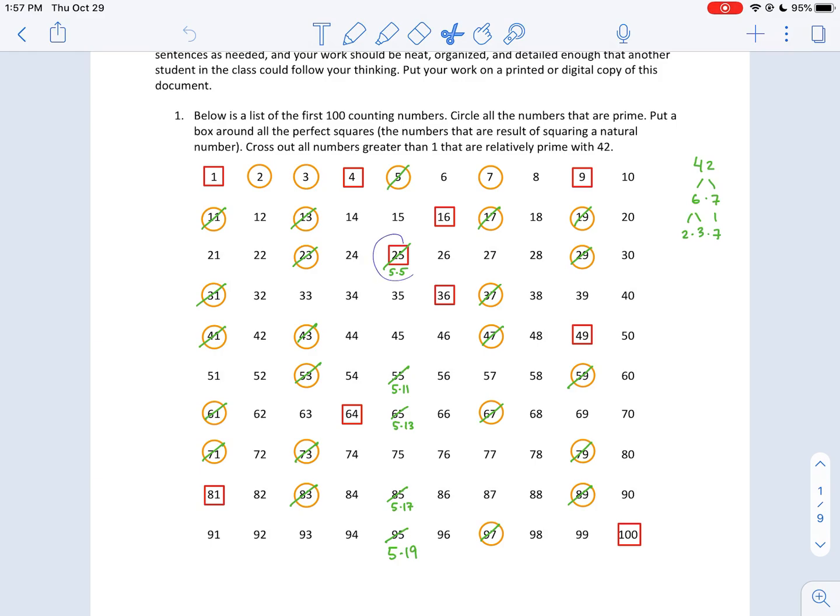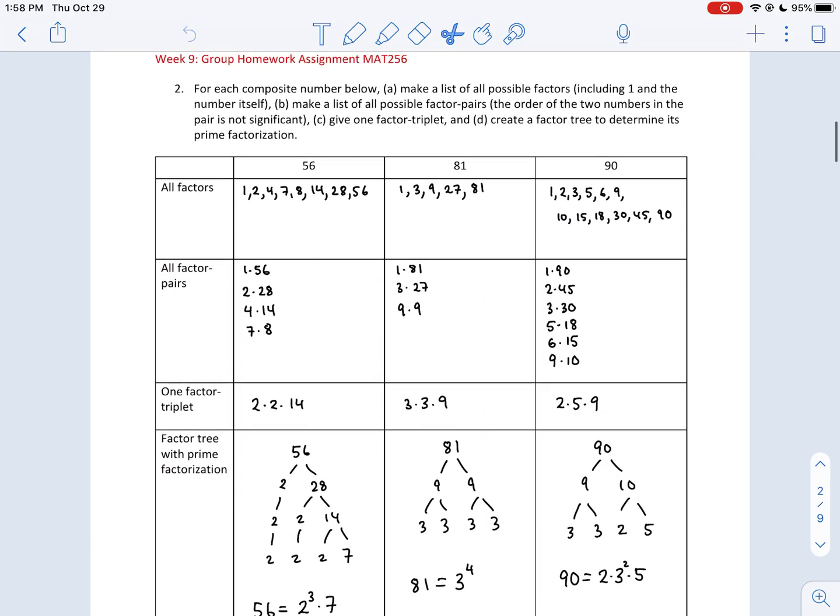The only other numbers that really get crossed out are this perfect square, 25, because its factors are 5 and 5, and there's no 2, 3, or 7 there. And then these numbers, 55 and 65, 5 times 11, 5 times 13, and then 5 times 17 and 5 times 19. Every other number in this list that's not crossed out has a factor that's a 2, a 3, or 7 involved in its prime factorization.